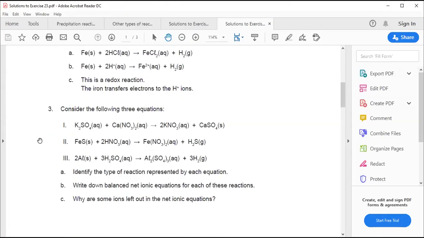Then the next one, consider the following 3 equations. You're given potassium sulfate, calcium nitrate, and calcium sulfate. Identify the type of reaction represented by each. So let's look at this one. What is it forming here? It's forming a solid, so it's a precipitation reaction. The next one, there's a gas, so we can call it gas forming. We need to confirm this, but I don't have time here.